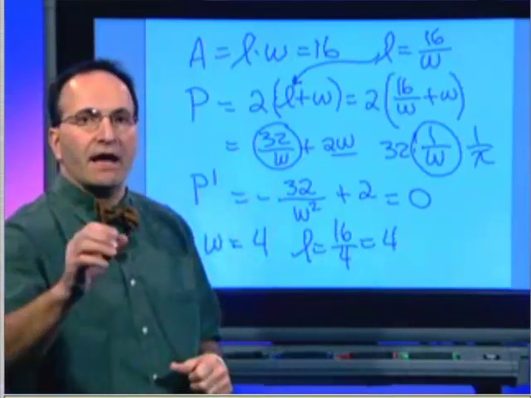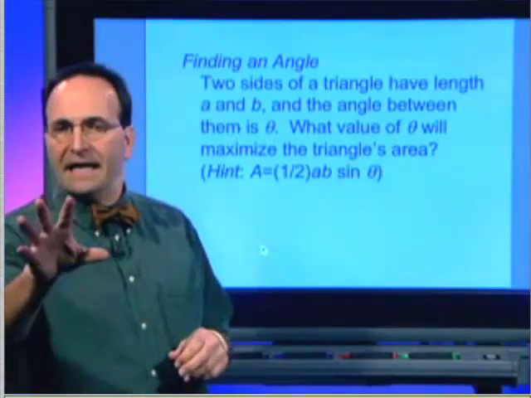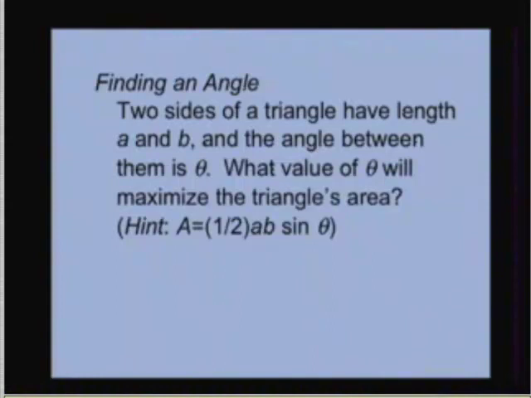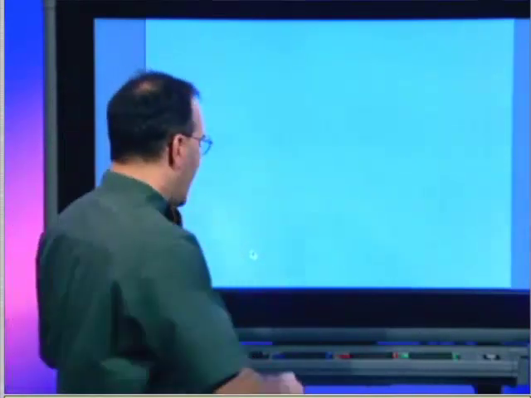So that's our answer. Let's try another problem. Let's take finding an angle. We have two sides of a triangle which have length A and B, and the angle between them is theta. What value of theta will maximize the triangle's area? And the formula we're going to use for this is the hint: area is equal to 1/2 times A times B times sine of theta. So what we're going to do is write down the area, which is 1/2 AB sine theta.